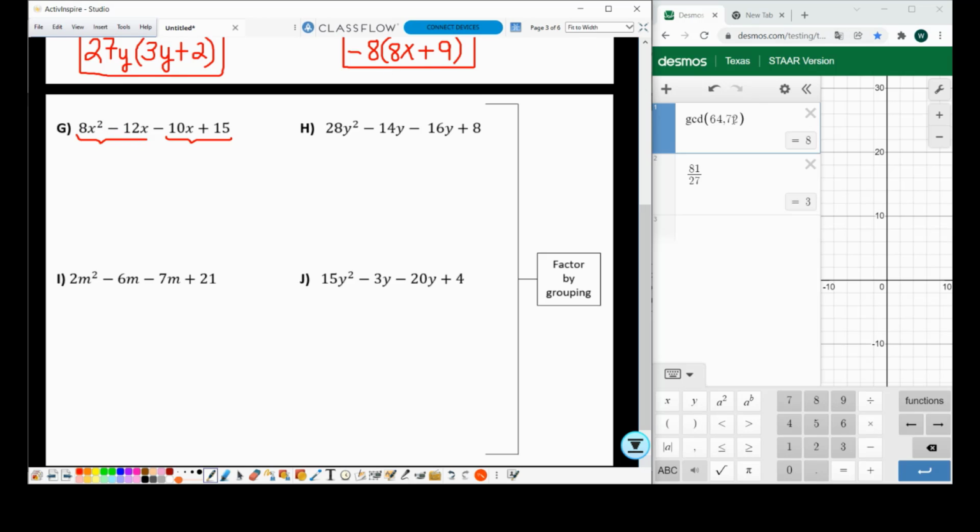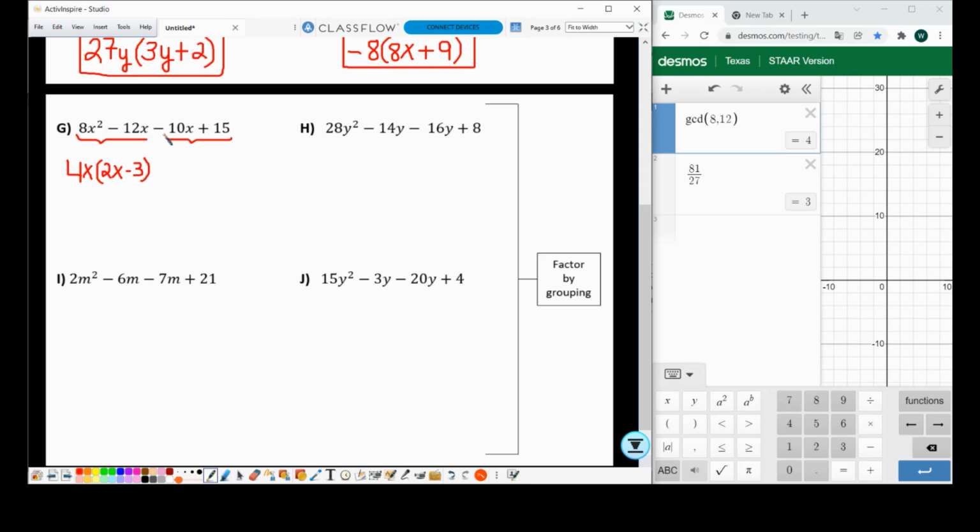If you need the assistance of the calculator, please remember that you just punch it in, 8, comma, 12, and the calculator tells you that the biggest number that goes into those two is number 4. So that means I'll be able to factor out a 4. I can also factor out an x because both of them have x. And then once I do that, I open parentheses. So 8 divided by 4 is 2x, because x squared divided by x is x. And negative 12x divided by 4 is negative 3.